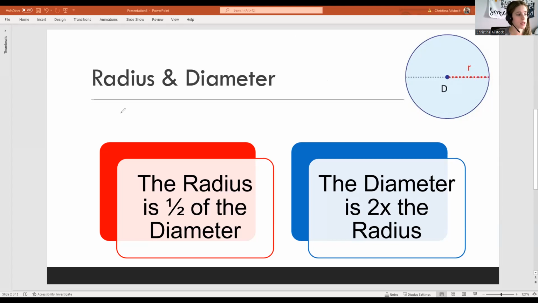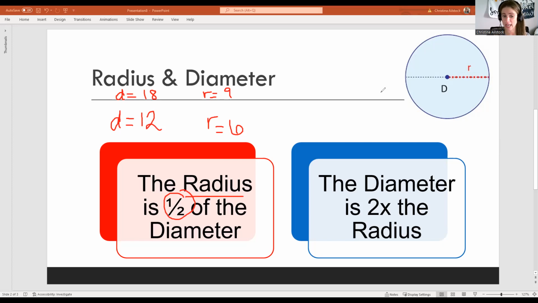So let's say that you were given a diameter of 12 and you wanted to find the radius. You would need to take half of 12, which is 6. Or if we did another example, let's say you had a diameter of 18. To find the radius, you would need to take half of that, which would be 9. Sometimes the opposite version is true.